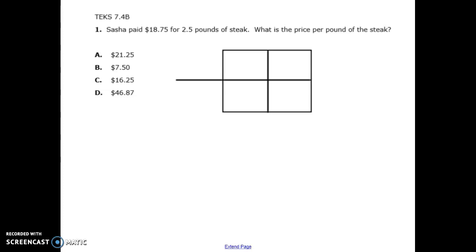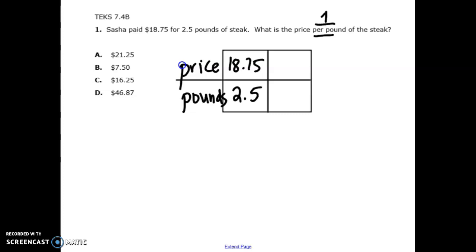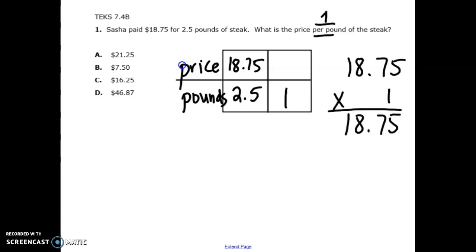The two things that we're comparing are price and pounds. So it says $18.75 for 2.5 pounds. But it says price per pound, so that means for 1 pound. So I'm going to know 1 pound. So what I'm going to do is $18.75 times 1, which is $18.75. And then I'll do $18.75 divided by 2.5.